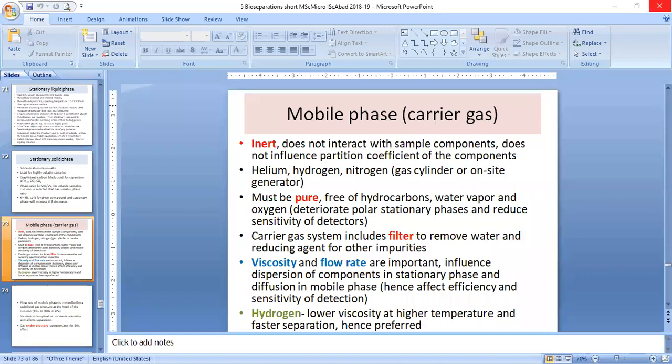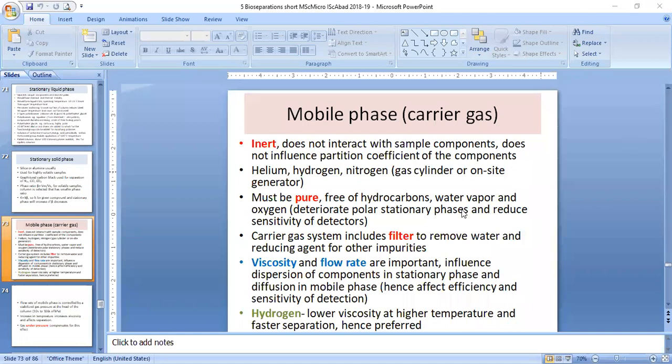And the reason why we require that high pressure is that the chromatographic matrix that is used in the column is also going to resist the flow of the mobile phase. And because of that resistance, we have to employ higher pressure so that the mobile phase will pass through that column easily, and the separation will take place.